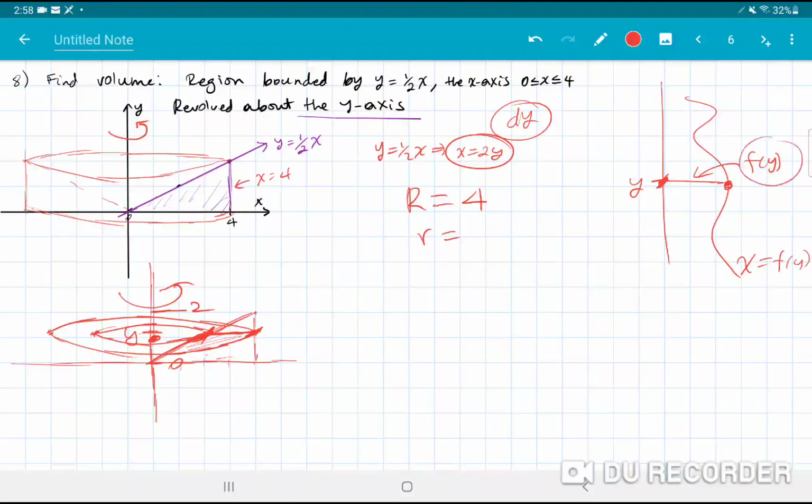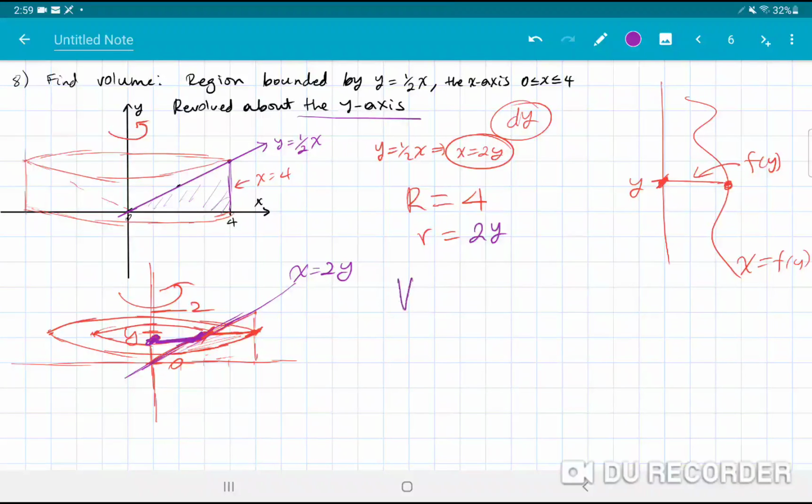Technically it's the absolute value of f of y, but if the graph is on the right side of the y-axis, it's simply f of y. So in this case, the distance from this point to this point, let me change my marker, the distance from this point to this point is, this graph is x equals 2y. So that distance is just 2y.